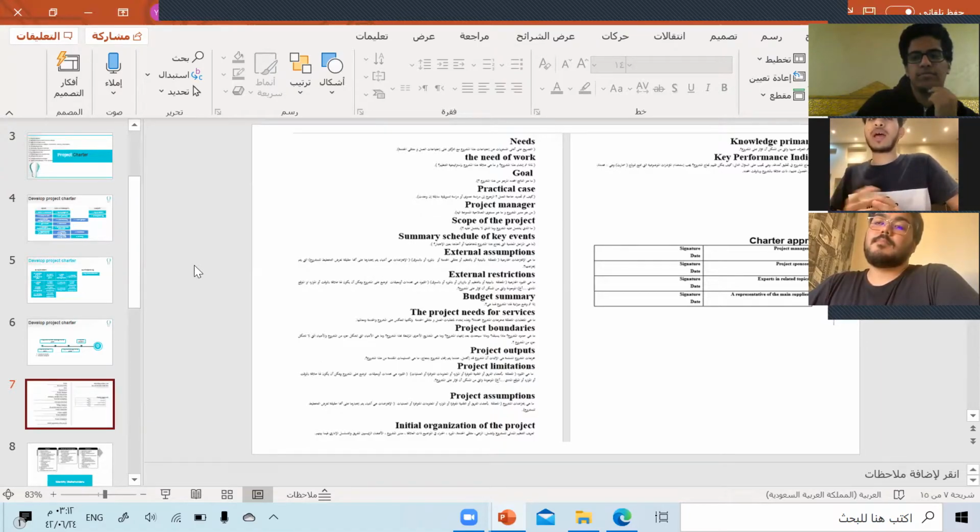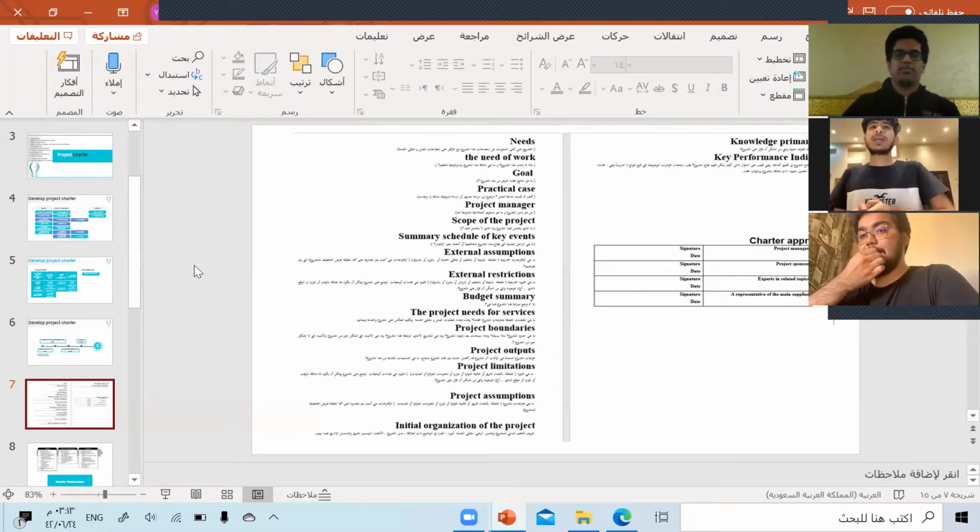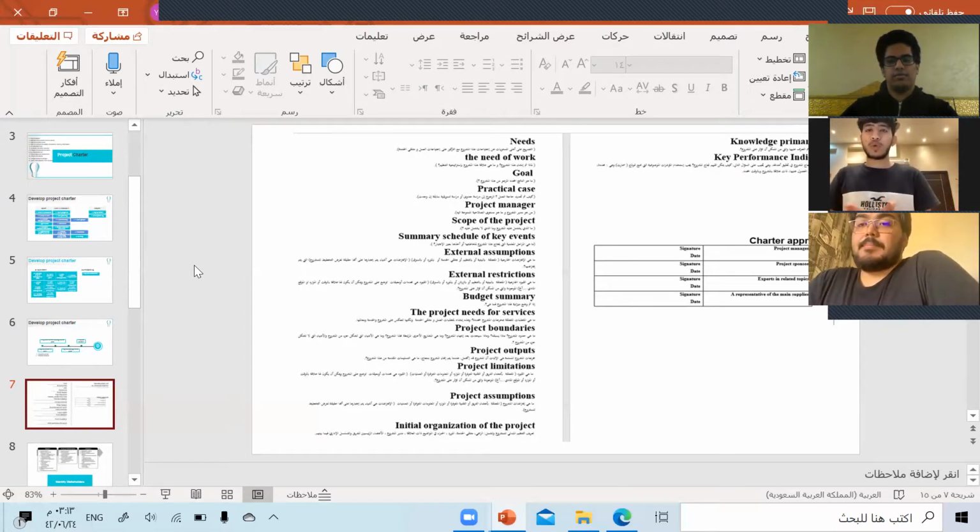And third, for example, the goal. What is the result of your project? You must know everything in this case. For example, the scope of the project. You must know what is inside this project and what is outside it. And the budget summary, about your money in this project. You have to put it in detail in Excel: what you have and what you don't have, and what you need and what you don't need about your money. And the project output, for example, what is the output of this project.